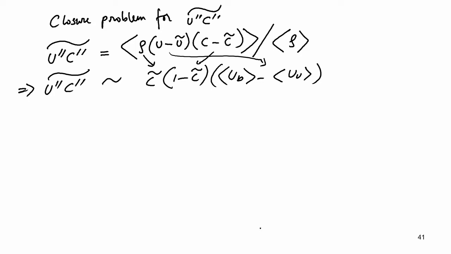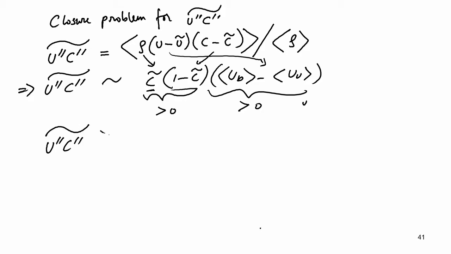Of course, this quantity is positive: C is always greater than 0, C tilde is always greater than 0, and C tilde is always less than 1. So this quantity is greater than 0, whereas U b average is of course greater than U u average, because of gas expansion: the bound gas velocity must be greater than the unbound gas velocity. This is for a one dimensional statistical planar flame that we are talking about here. This implies that this is a positive quantity and this is a positive quantity, so U prime C prime is a positive quantity.